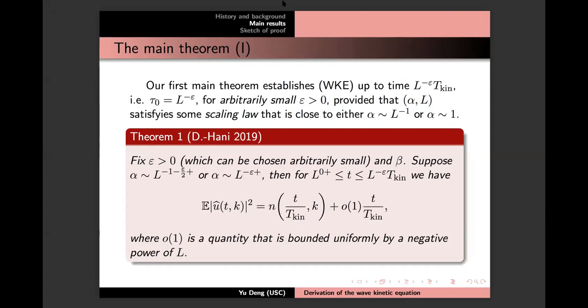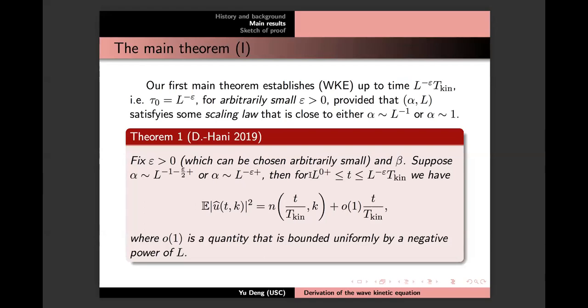This is the statement of the theorem. Fix a positive epsilon, which can be chosen arbitrarily small, and let beta be arbitrary. Suppose alpha is either comparable to L to the minus 1 minus epsilon over 2 plus, where the plus means plus an arbitrarily small constant, much smaller than epsilon, negligible. Or alpha is comparable to L to the minus epsilon plus. When epsilon is small, the first is close to alpha equals L to the minus 1, and the second is close to alpha equals 1. These are the two favorable scaling laws we're considering.